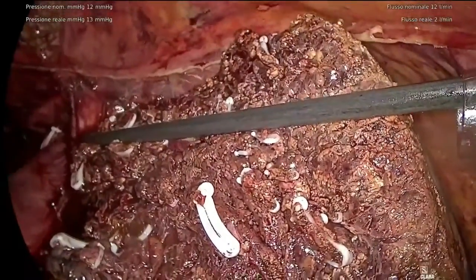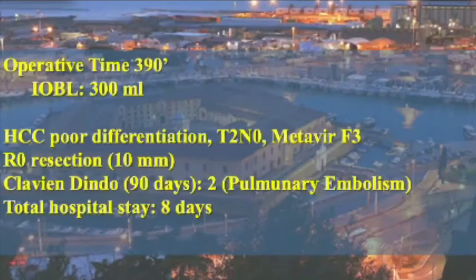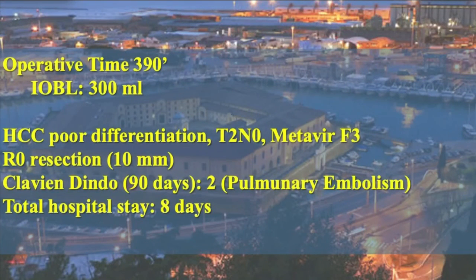In the end, the operative time was 390 minutes, and the intraoperative blood loss was 300 cc. The histology detected a poorly differentiated ACC with an R0 resection, with a margin from the middle hepatic vein of 10 mm. The length of stay was 8 days with no major complication.